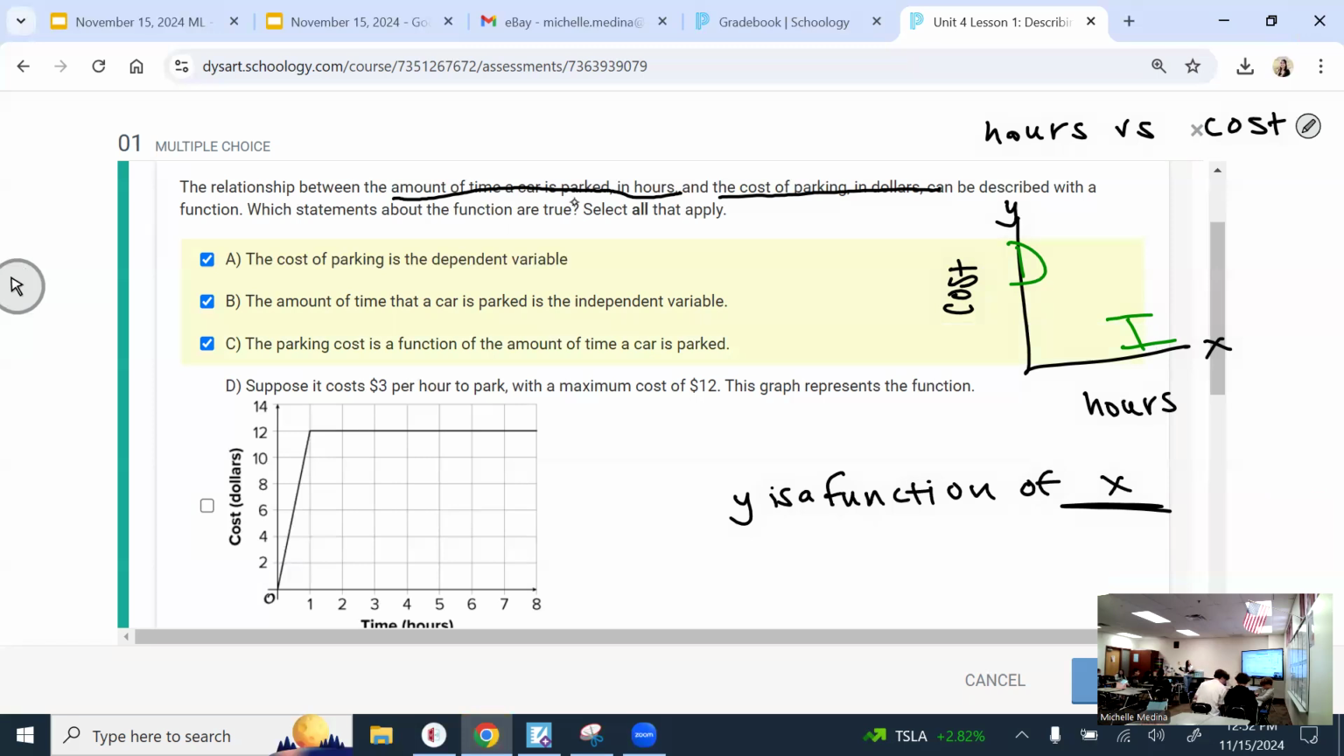Suppose it costs $3 per hour to park with the maximum cost of $12. This graph represents the function. So we're saying if that's true or not. So if it costs $3 an hour to park, how much does it cost for 1 hour?